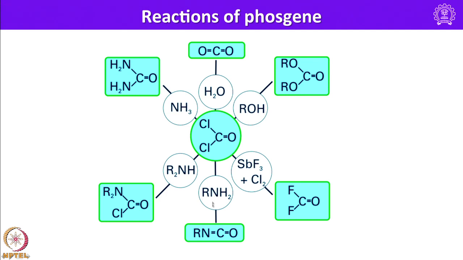One can also generate RNCO by treating with primary amine. With primary amine, one can also substitute one chlorine to get this amide. One can also make urea by treating phosgene with ammonia. So, urea can also be made. So, these are a few reactions of phosgene.